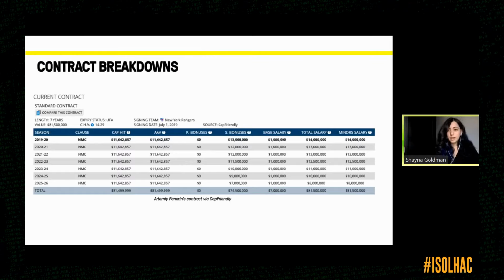Another thing to keep in mind are clauses. Here it's the full no movement clause, but it can help keep it in check too, because it's leverage that teams might use to change the cap hit that they would have paid.